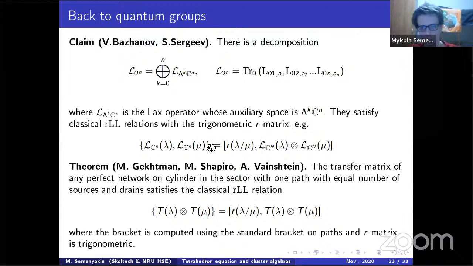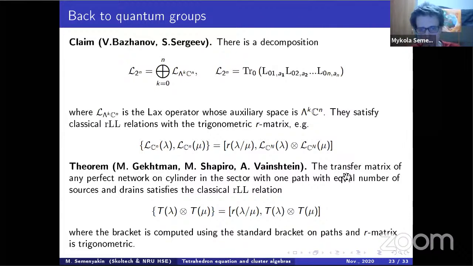So this is the Lux operator. And another statement, made for completely different reasons, a completely unrelated statement, was made by Gekhtman, Shapiro, and Vainshtein. This was a statement about Poisson structure on paths.